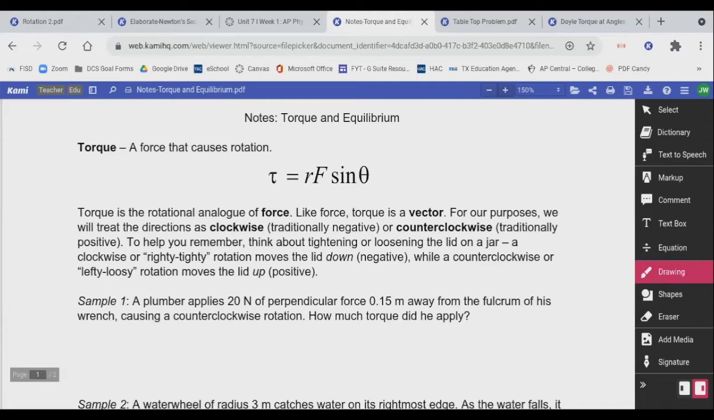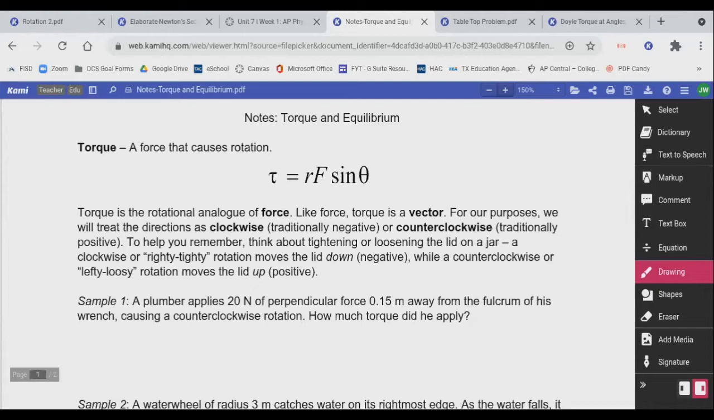Okay, there's a good long paragraph sitting here that you can read through. It just says torque is the rotational analog of force. We've said that before because force is for linear, torque is for angles. Like force, torque is a vector. For our purpose, we will treat directions as clockwise. Now, this is an important part. If the torque causes a clockwise rotation, we're going to call that negative. I think it even explains it in here.